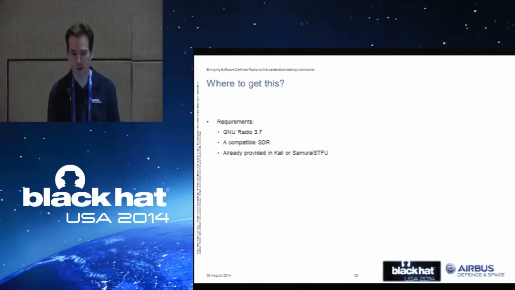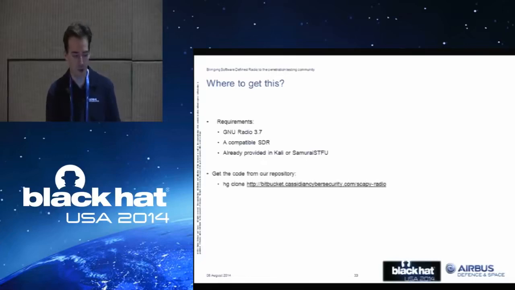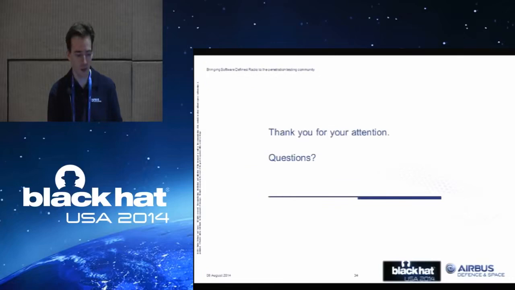GNU Radio 3.7 is already provided in Kali Linux or Samurai STFU, and you also need a compatible SDR, of course. Then you just grab the code from our Bitbucket repository. You go into the directory and launch install. You don't need to launch it as root. It will automatically use sudo when it needs to, and that's all. You have all you need to deal with that.